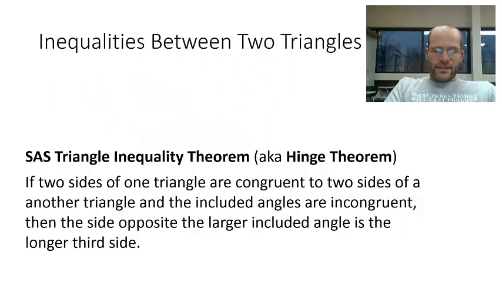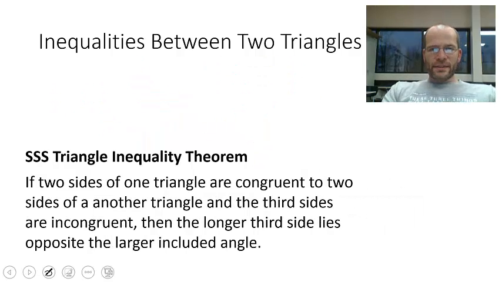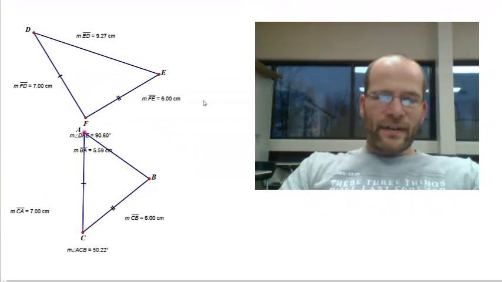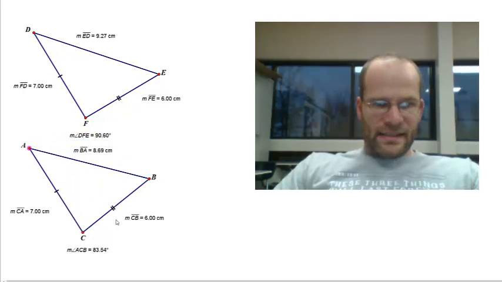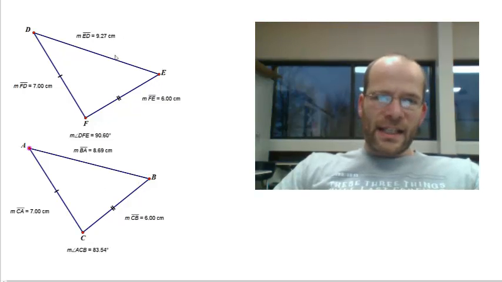Pretty straightforward application. All right, the next rule we need to learn about when we're talking about inequalities between two triangles is called the side-side-side triangle inequality theorem. It's very similar. We'll go back to this other diagram and take a look at it over here. It says that if I have two congruent sides, such as AC to DF and CB to FE, and the third side is incongruent, in this case we have 8.69 for AB and 9.27 centimeters for DE, it says that we're able then to conclude something about the included angle here.